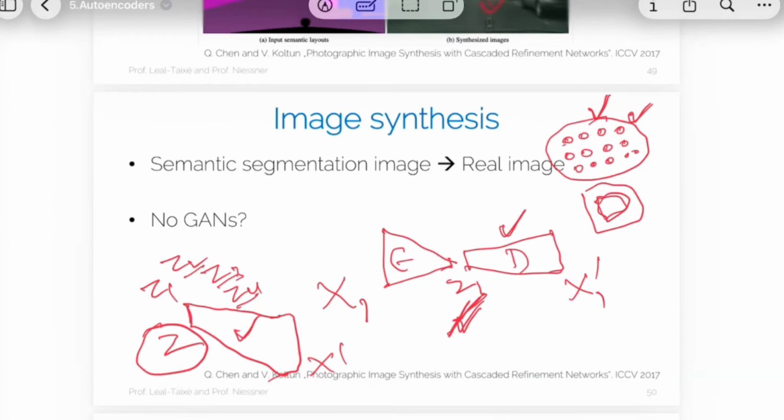Now this X1 dash is not a new image. Why are you not getting a new image? Because you are dependent on the encoder, and the encoder will always take an image from the database, from the data set. So the main problem is your encoder. But if I remove the encoder, who will give the Z? That's the question, because I want different Z's. If I get different Z's, I can generate a new image. Now, who will give you Z? That is again a problem, so you cannot remove it.